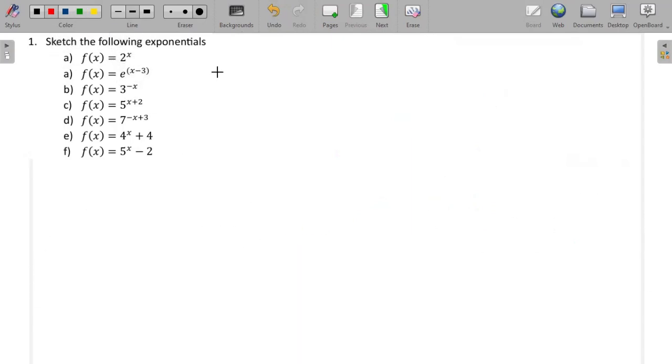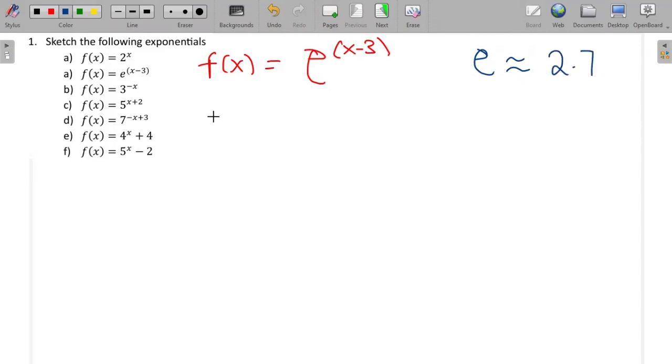So B, we have f of x is equal to e to the power x minus 3. Okay, so let's identify the base. The base is e, which has a value of approximately 2.7 something. So we see that e is actually greater than 1, so this is a type 1.